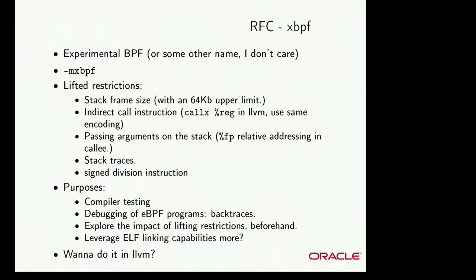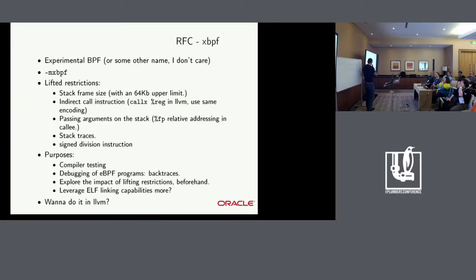Also, in a BPF program, when a function calls another, it is possible for the callee to access the stack frame of the caller, but only using absolute addressing. You cannot use the frame pointer of the callee to access the stack frame of the caller. In this XBPF, I plan to allow accessing the caller stack frame using the frame pointer in the callee. Why? So I can support passing arguments on the stack, so I can get rid of the limit of 5 words passed as arguments to functions. That will also give me the possibility of stack traces, like a backtrace, which I think could be very useful for debugging your BPF program.